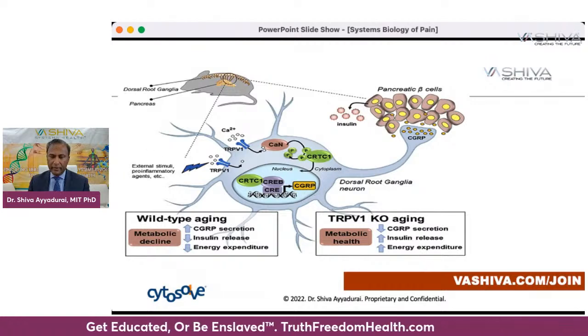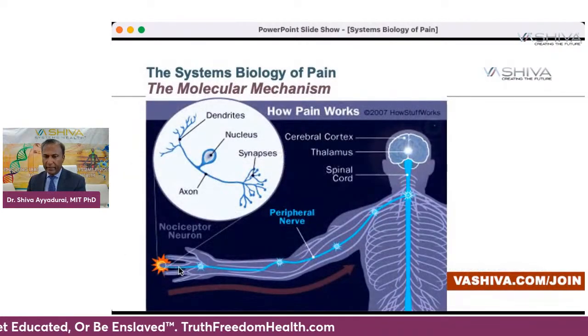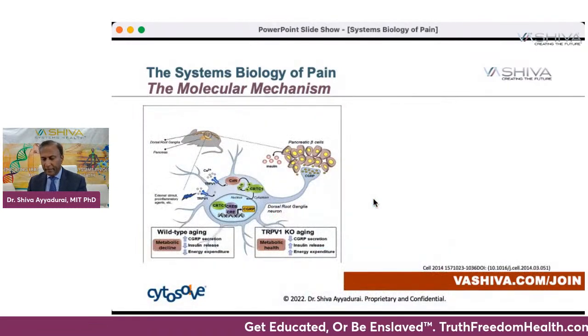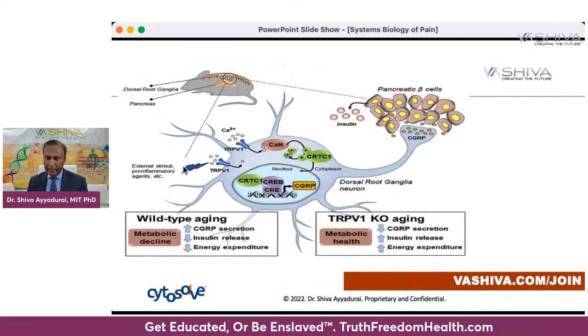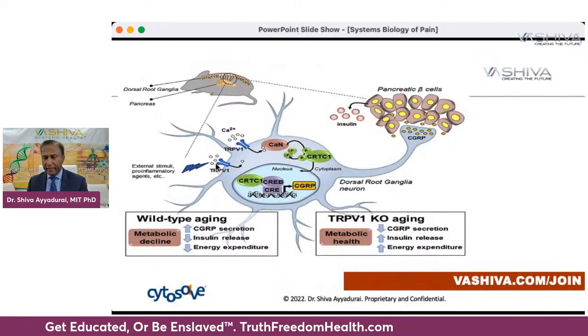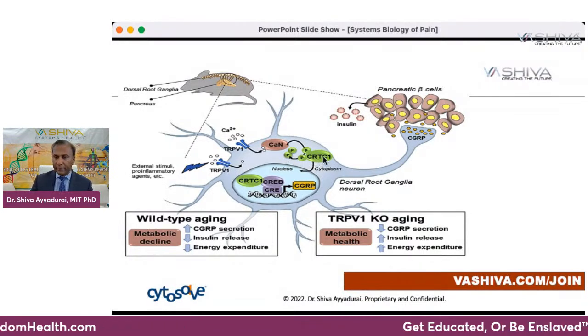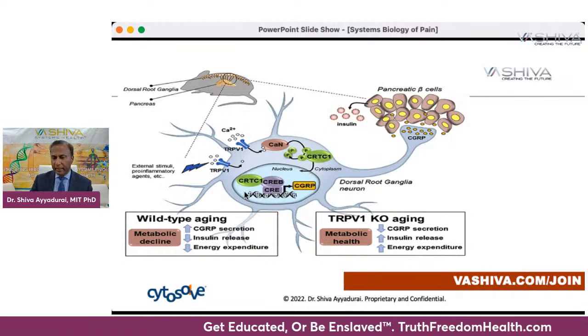So again, you cut your hand, and the local receptors here send the signal to your dorsal root ganglion. At the dorsal root ganglion, the stimulus comes, and calcium gets released. The calcium results in this molecule called CRTC1 being released, crossing the nuclear membrane.